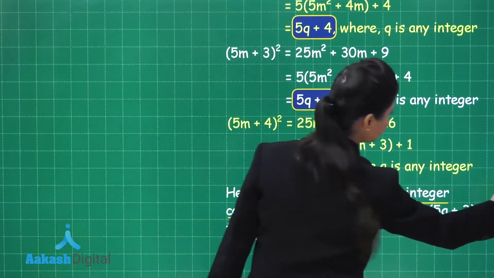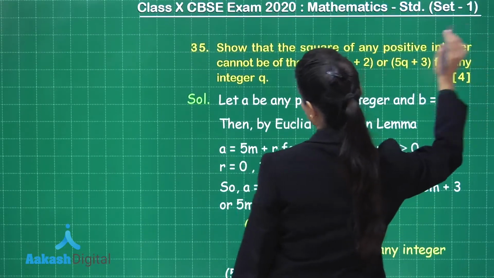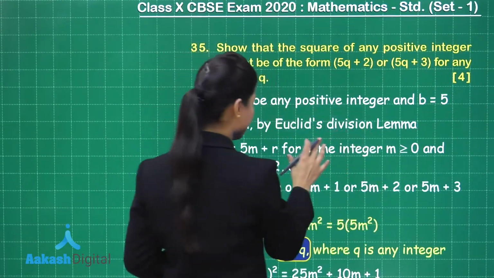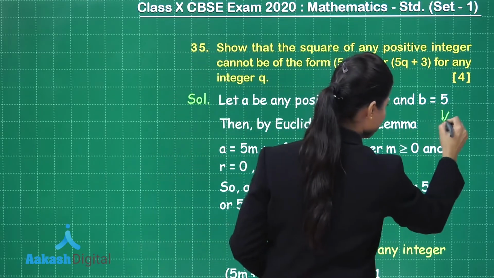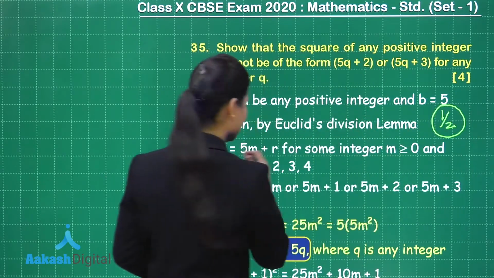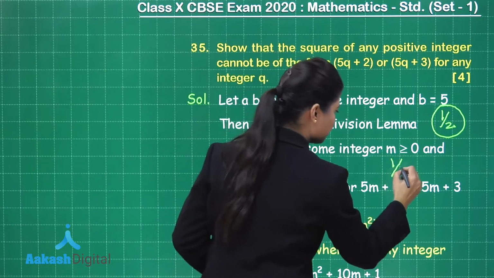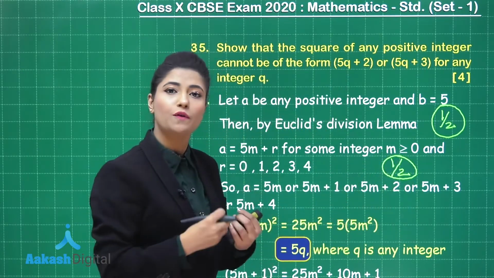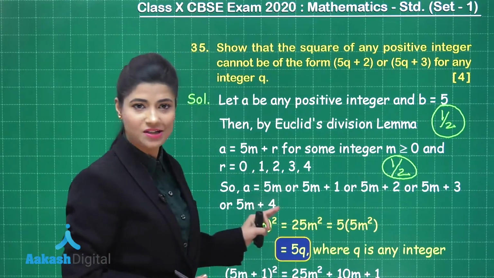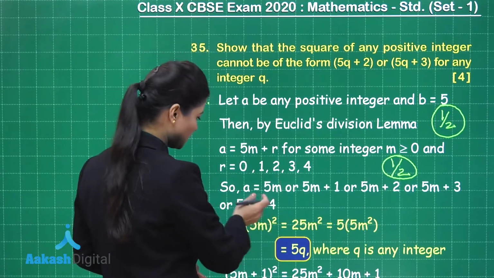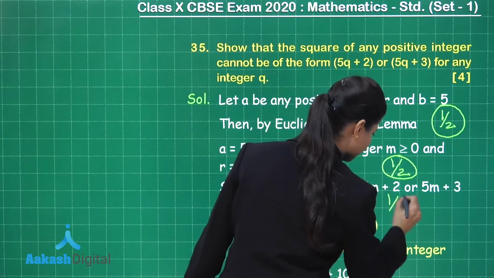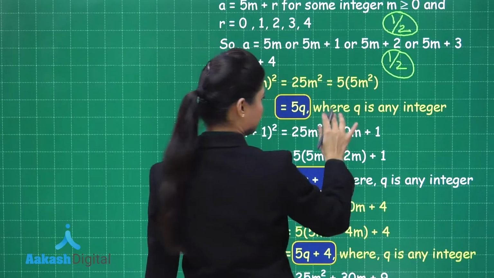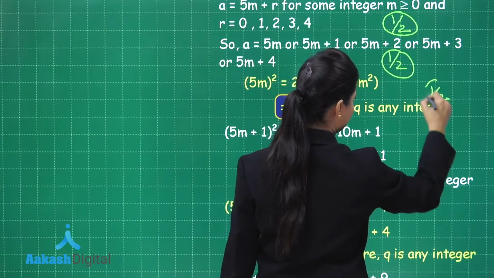So, in this question, when you consider a and b, here in this step, till application of the Euclid division lemma, you get here half mark. For obtaining possible values of r and applying EDL, that is Euclid division lemma, you get half mark. And further, for obtaining possible values of positive integer a, that is 5m, so on till 5m plus 4, you get half mark. Next, here in this step, we get half mark for obtaining its square.